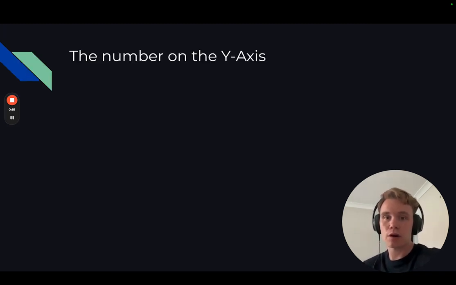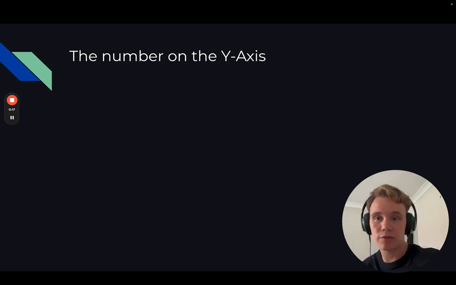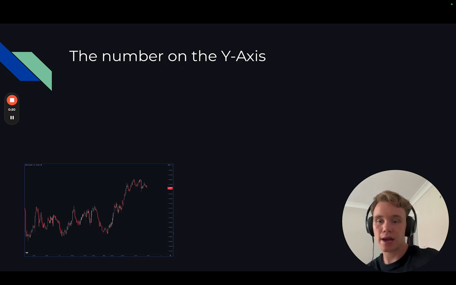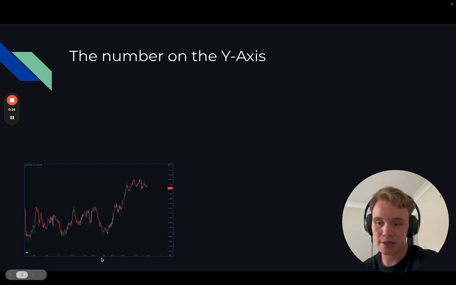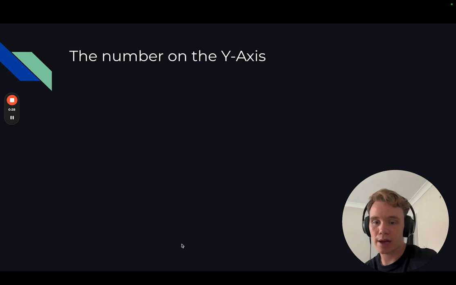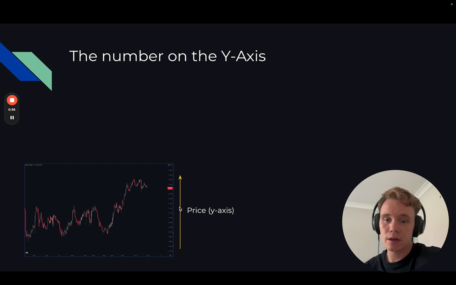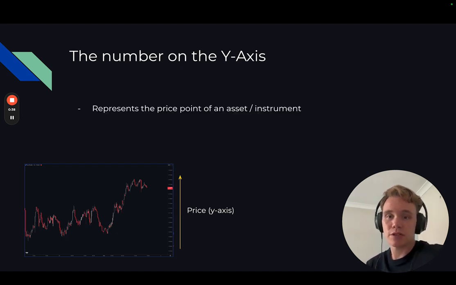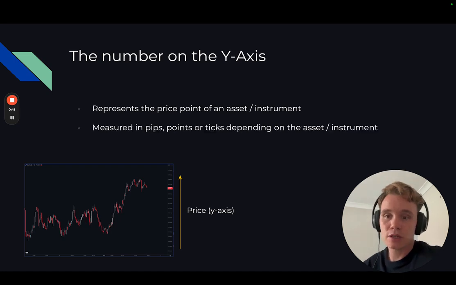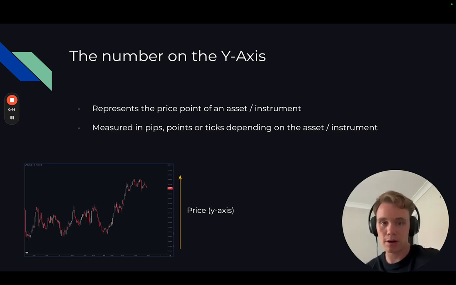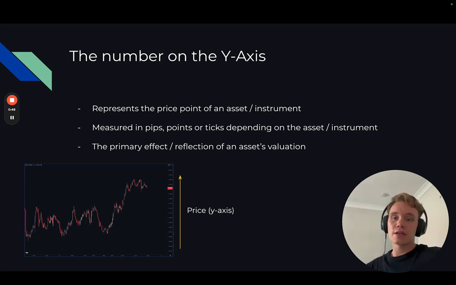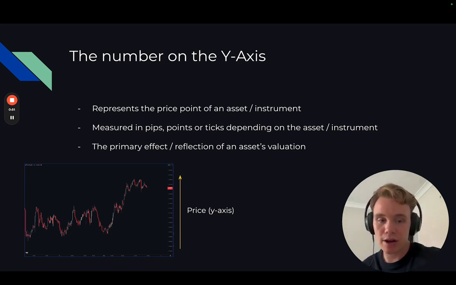So, moving on, the price is represented as the number on the y-axis. We have a price chart down here, time at the bottom on the x-axis, and on the y-axis we have the price of the asset. This represents the valuation of the asset in a monetary sense. Price on the y-axis represents the price point of an asset or instrument, and it's measured in pips, points, or ticks depending on the asset, instrument, or market that it's involved within. It's the primary reflection of an asset's valuation.